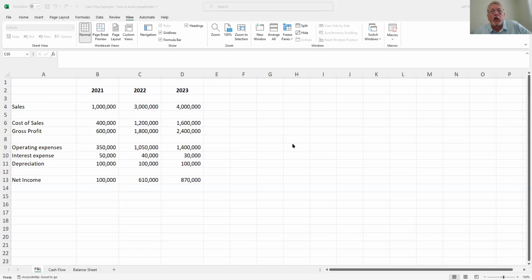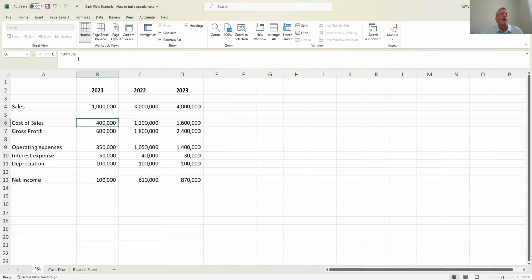So this is the cash flow example. All right. So this is a hypothetical company, made it up, does not exist. I modeled out 3 years here. Here's your 2021, 22, and 23. You'll see that the business has gone from $1 million a year in revenue to 3 million to 4 million. Doing pretty good. Cost of sales, if you look at that, it's a straight 40%.